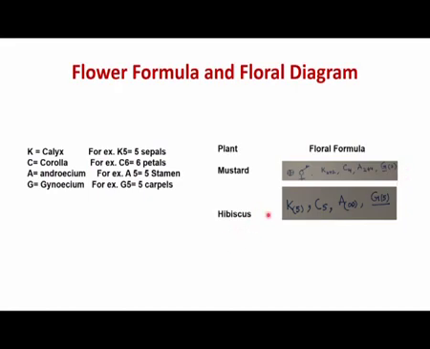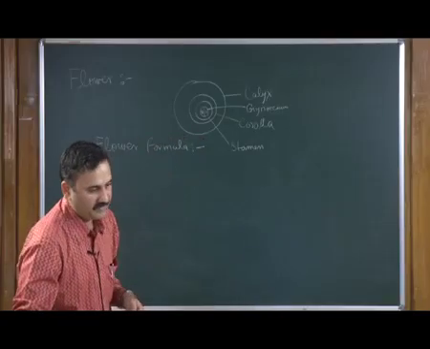Similarly, for hibiscus, I have written K5, C5, A infinite and G5. K5 means the sepals are 5 and these sepals are fused. Similarly, the corolla is 5, but they are not fused, and A is androecium and it contains an infinite number of stamens, and that is why the number is infinite. Then G5 means the gynoecium is 5, but those are fused to form a single style. So, this is all about the flower and its arrangement.